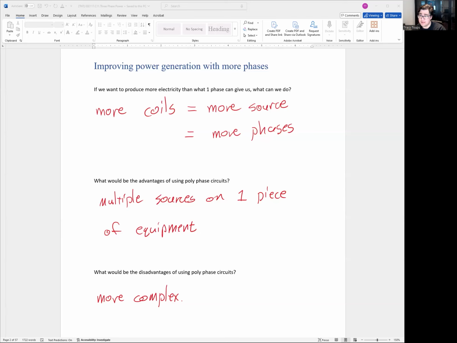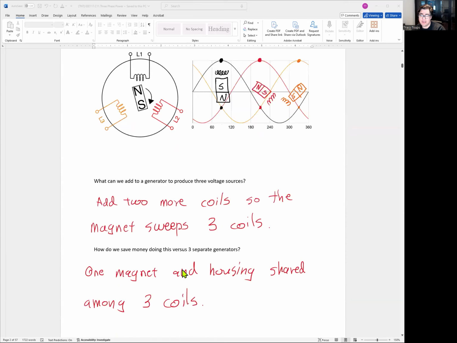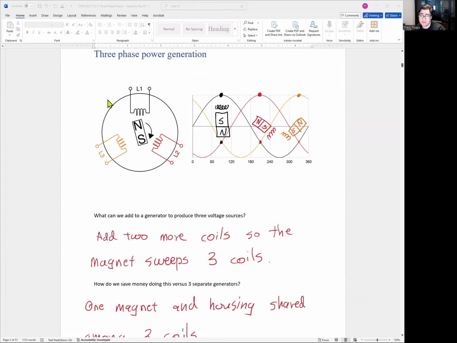Obviously, it's more complex. You got more wires to keep track of, more voltages, more current, and now honestly, more things can mess up. So there's always a balance of complexity versus simplicity and the profit and gains you get from being more complex. Okay. So this is why we chose to go with three phases.